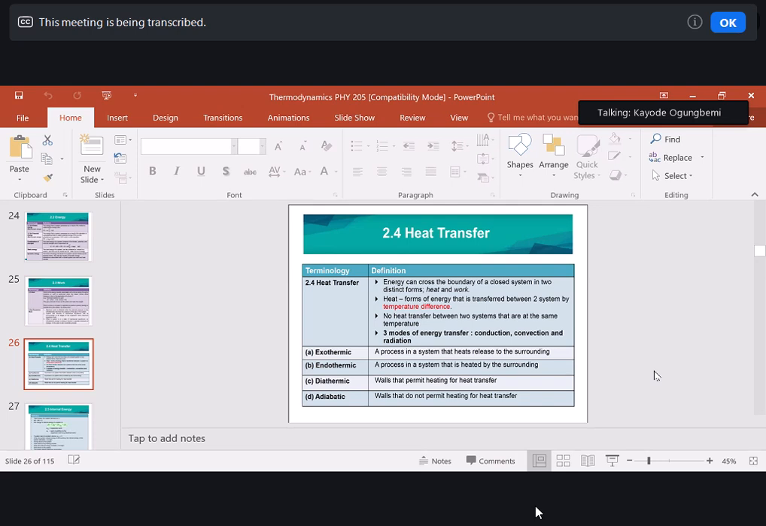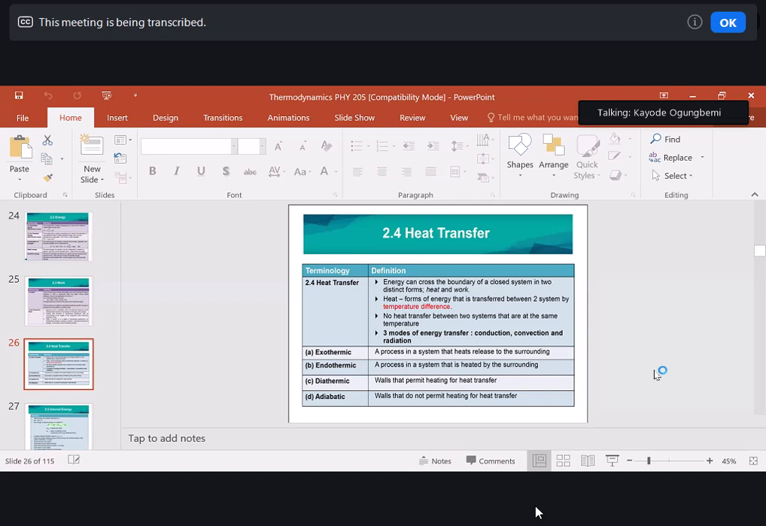Water cannot flow between two points that have the same pressure. Water must flow from higher pressure to a lower pressure. The same thing, heat energy will flow from a state of higher temperature to a state of lower temperature. Take note of that. So we have three modes of energy transfer. You already know that. Let's think about the other terms now.